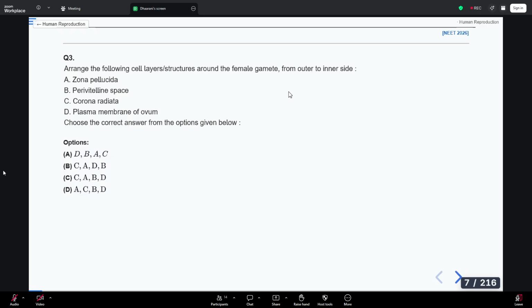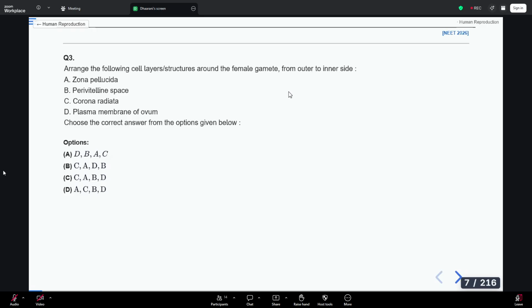Okay, come on, fast, fast. Okay, Deepika, it's D. So what are all the layers? Option D is correct.